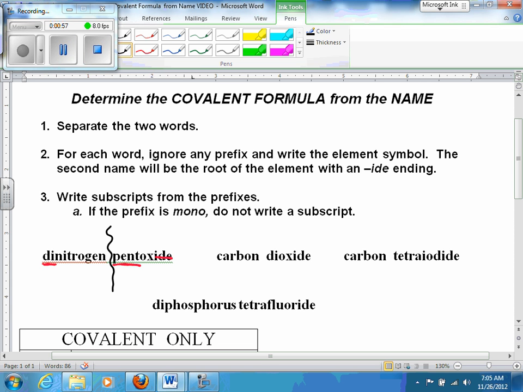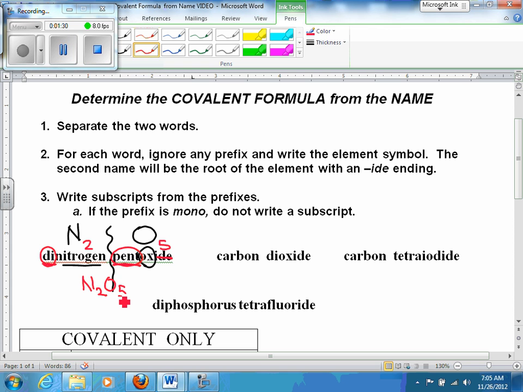So this first one is nitrogen, and the next one, oxide, is going to be oxygen. Now we get to focus on the subscripts. The subscripts are going to come from the prefixes. I'm going to look at di right now. Di means 2. And then we're going to look at penta. Penta means 5. So my compound formula is N2O5.